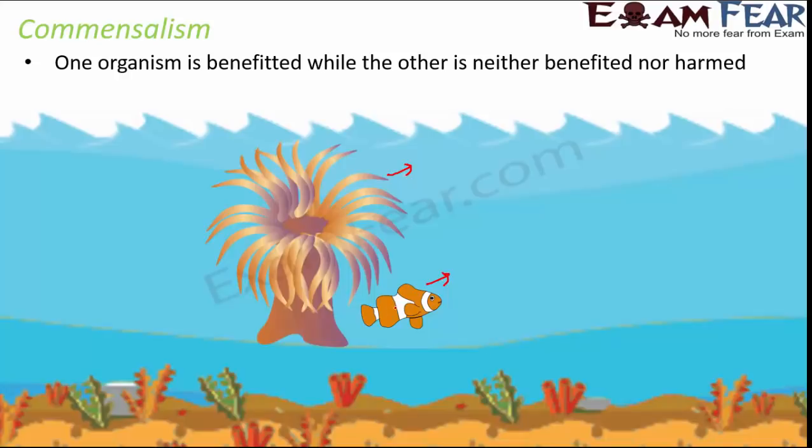And the clownfish takes advantage of that. So the clownfish always stays close to the anemone so that the tentacles of the anemone protect the clownfish against other predators. So in that way we can say that the clownfish gets benefited because of the sea anemone. However, the sea anemone is neither benefited by the clownfish nor is it harmed by the clownfish. So that means the sea anemone is not impacted, but the clownfish is benefited. So this is an example of commensalism.